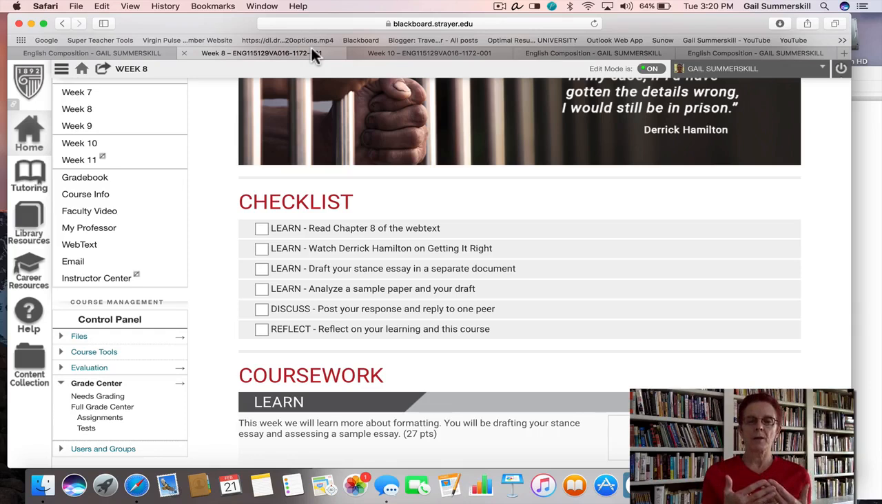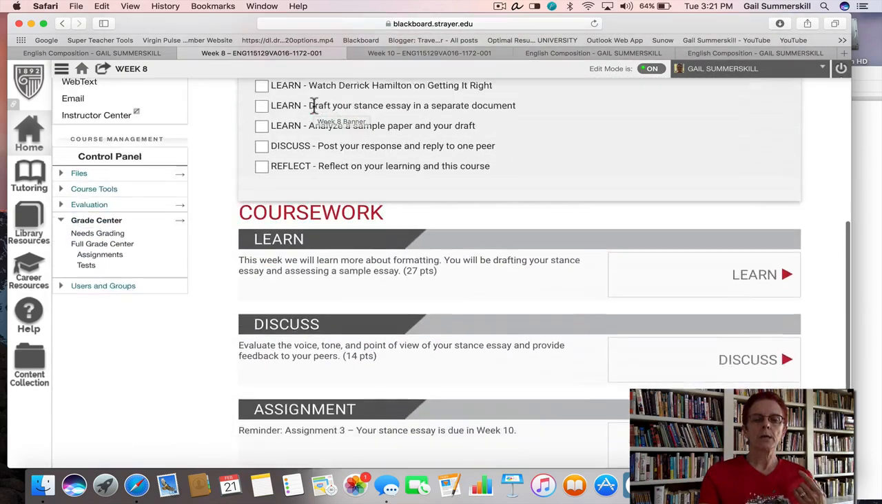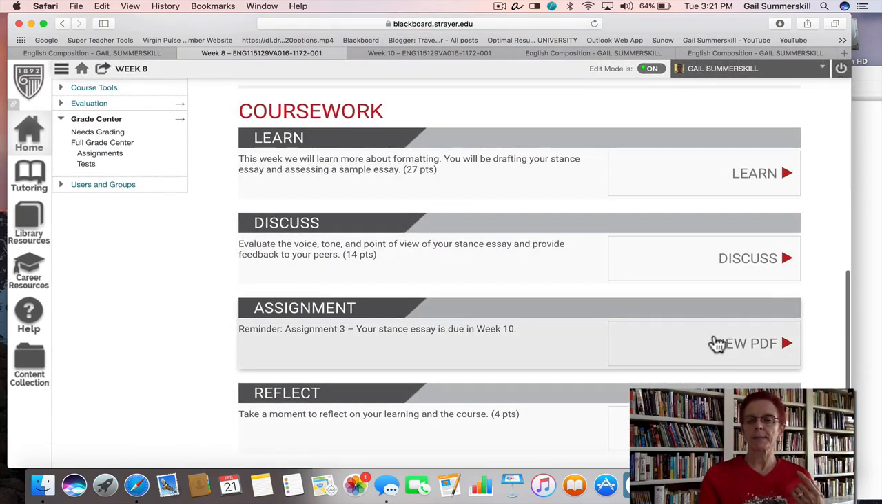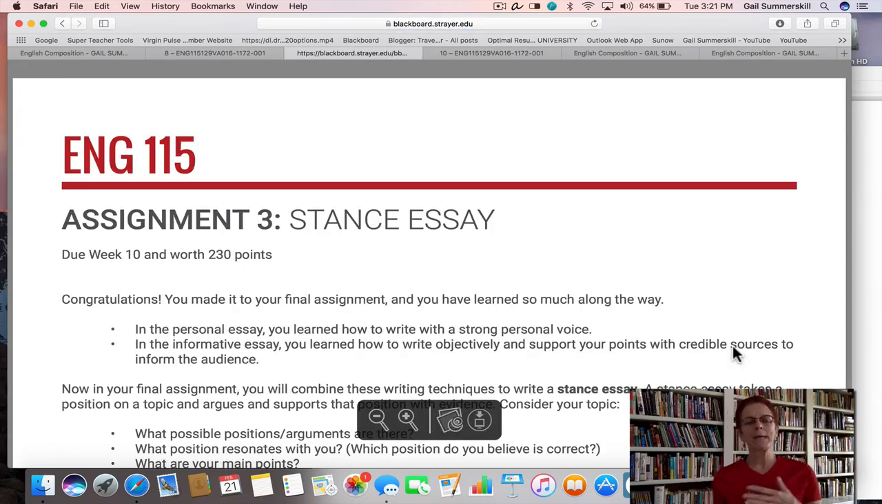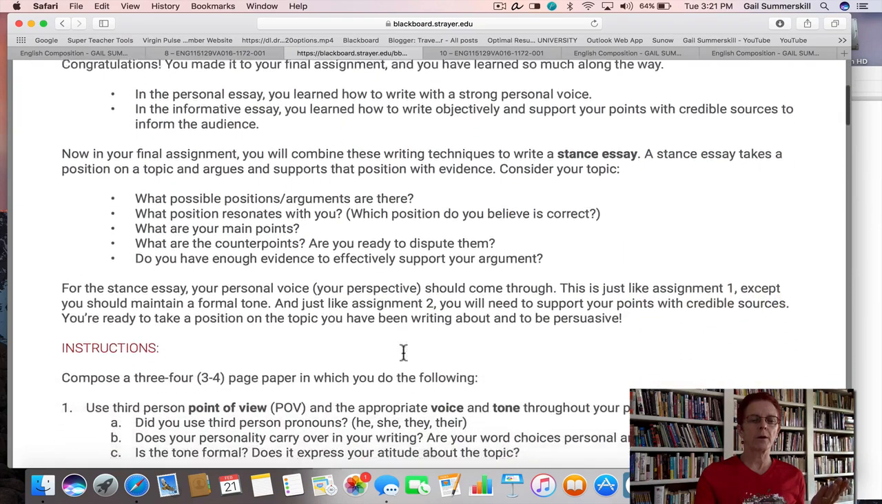When you get an assignment, what is really important is for you to look at the directions for the assignment and the rubric. So, if we go to week eight, you can see here it says assignment. Now, the assignment is due in week 10, but in week eight, you can see here that the instructions for the assignment are here. They're in our web text, they're also in week eight, and they're also in week 10. So we just went over this part.